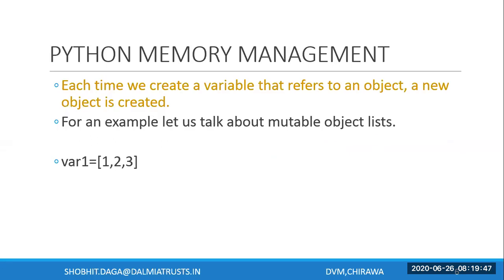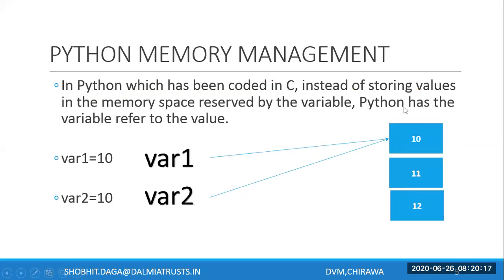So there we say in general that each time we create an object, or each time we create a variable that refers to an object, a new object is created. This is the case for all the objects that we are talking about. So what are objects? Suppose any value that you are giving, 10, 11, 12 in the previous case, for an example, these were objects and var1, var2 are my variables.